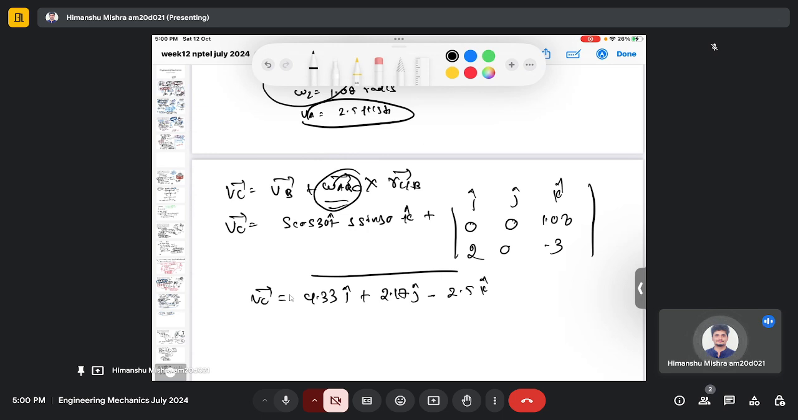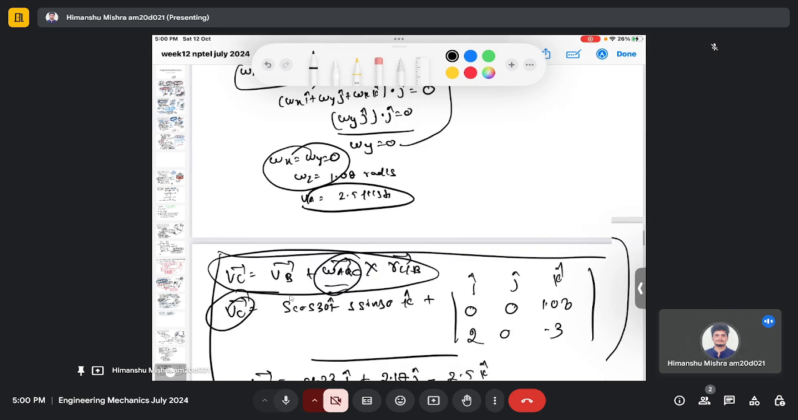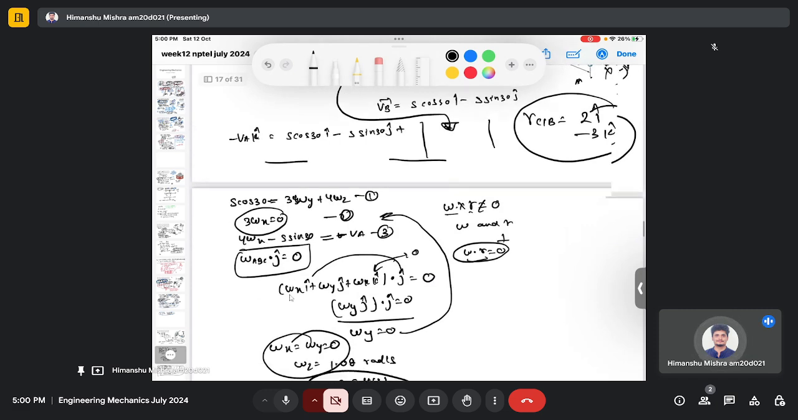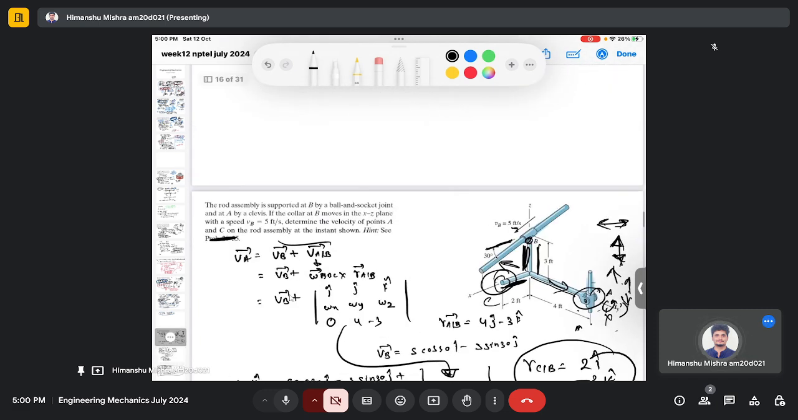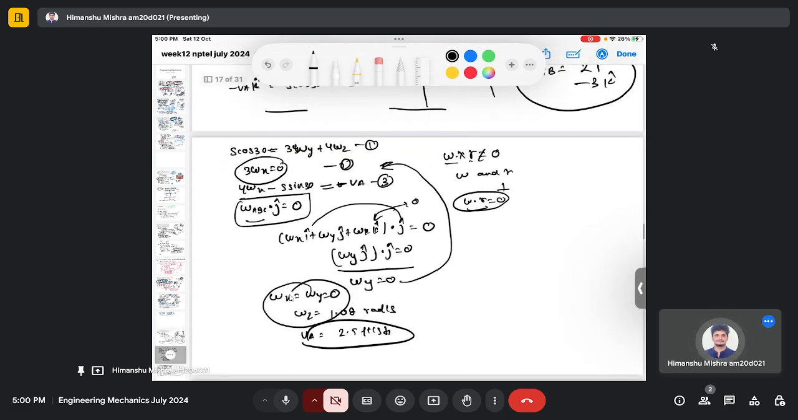So you can see this question has multiple components. The last part is actually straightforward. You use the relative velocity concept to find the velocity of point C. But in the previous part, you needed a fourth equation, and you use the fact that the rotation along y is constant, which means omega dot j equals 0. From this you get the fourth equation to solve for the unknowns.